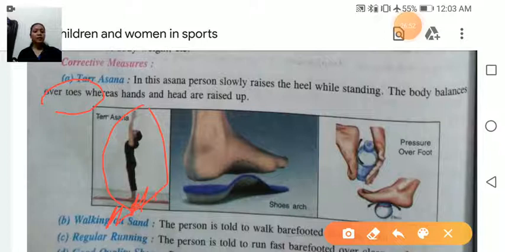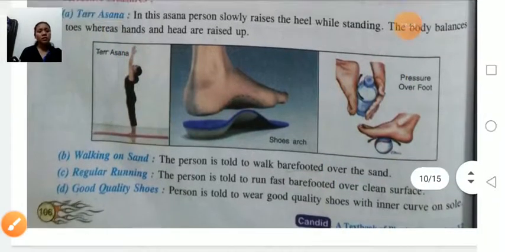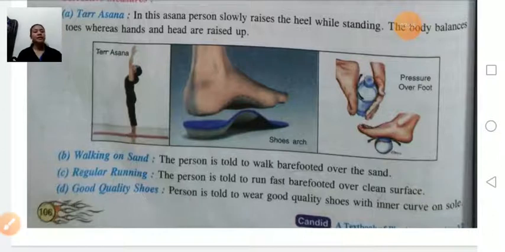And next is walking on sand. Walking on sand or shoe exercise, or wearing the shoes, or doing pressure over the foot. Okay, with a bottle or some hard surface, putting pressure over your foot, or doing this exercise, rolling over glass bottles, etc.